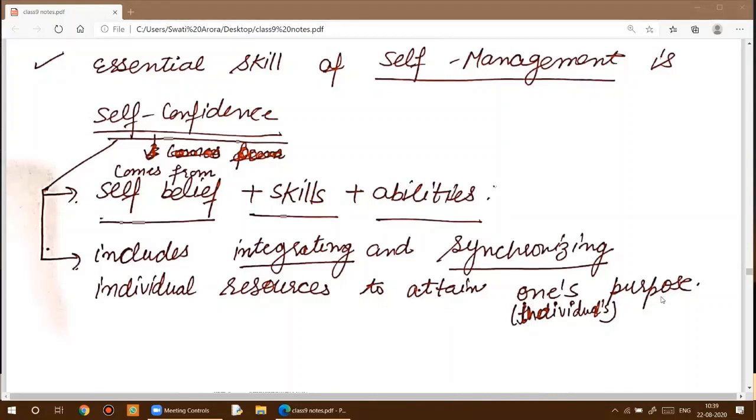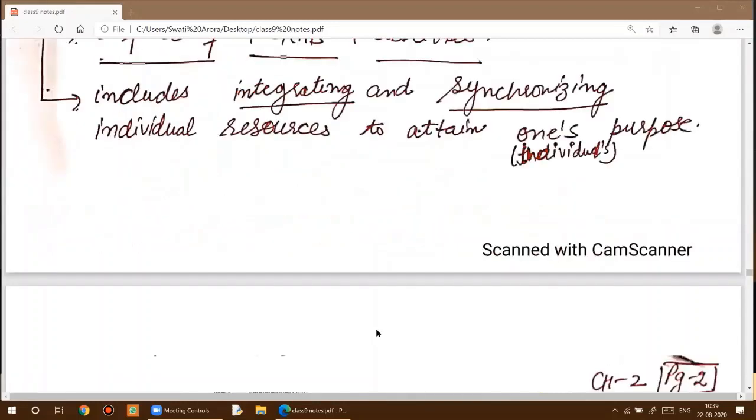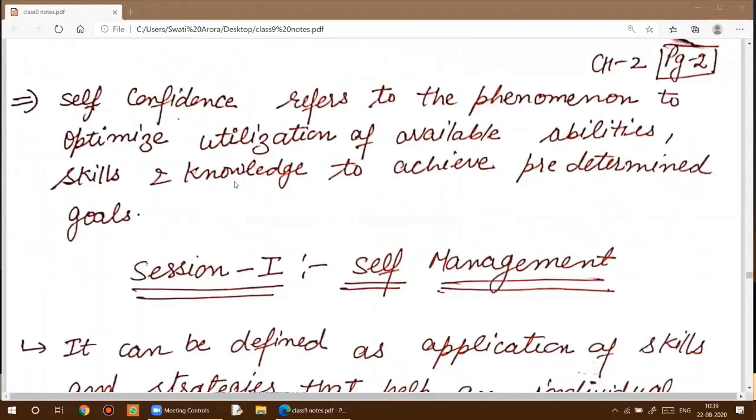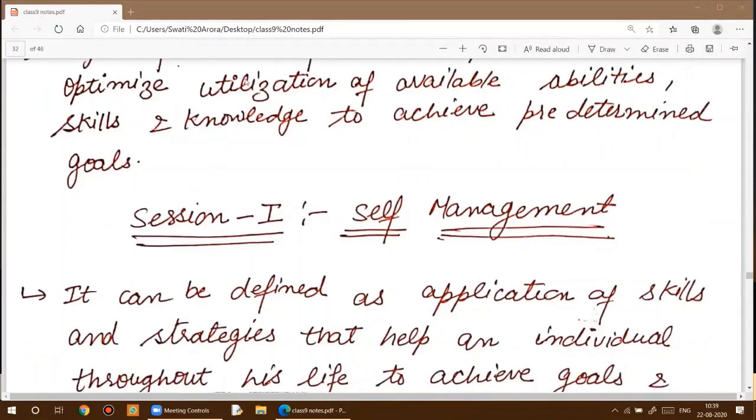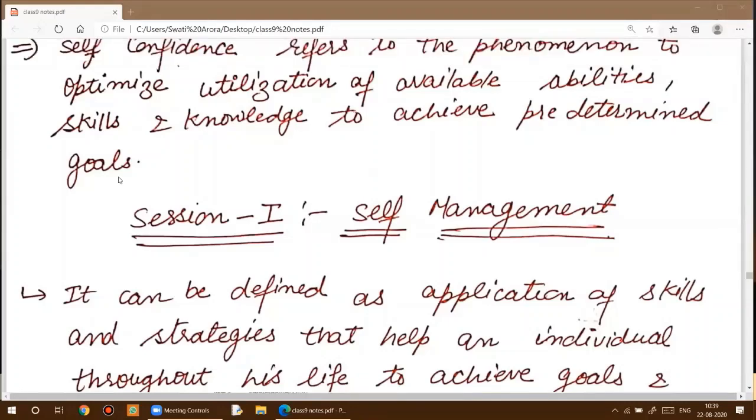goals and objectives. So self-confidence will come when you synchronize, when you put the different things in accordance, or we can say in coordination, and definitely then you will be able to attain whatever your goals and targets are. So self-confidence refers to the phenomenon of optimizing or utilizing the available abilities, skills and knowledge to achieve the predetermined goals. So you need to optimize the resources, the capabilities, skills and knowledge you have to attain the goals and objectives of your life.